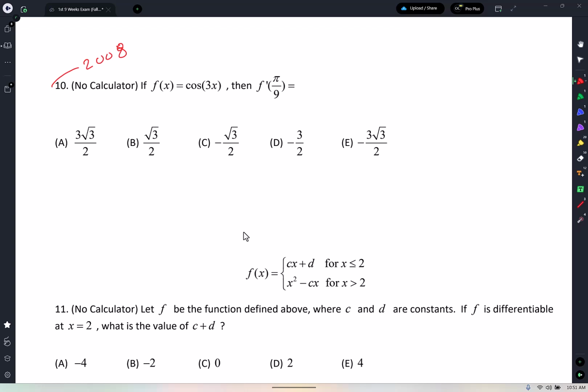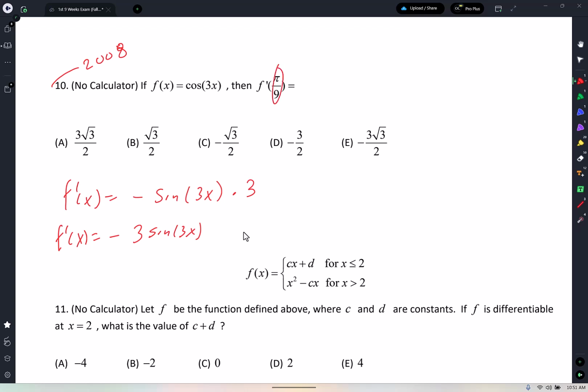All right, here we go. I want the derivative at pi over 9, so I'm going to write f prime of x equals, what's the derivative of a cosine? Negative sine, keep the argument, 3x. Am I done? Times what? 3. So f prime of x equals negative 3 sine 3x.